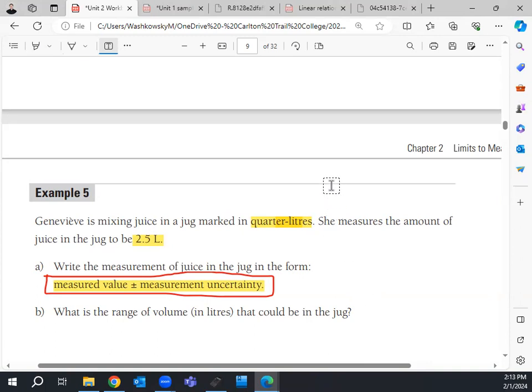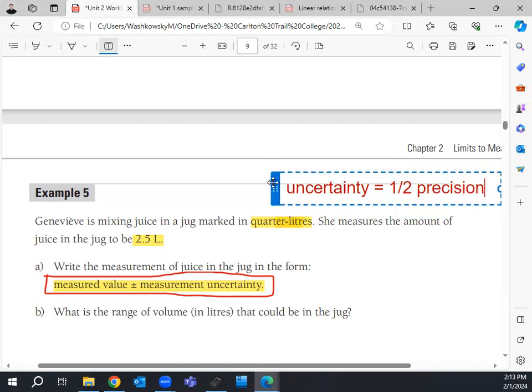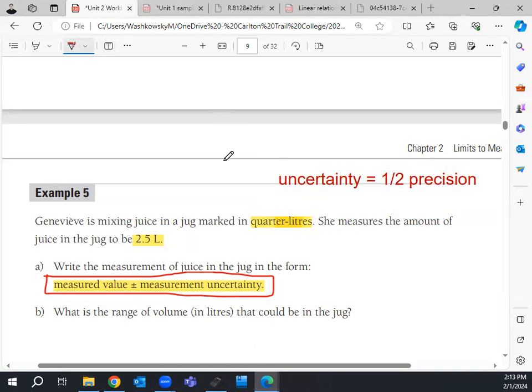Half the precision. So you're saying, you're talking about the 0.5 here. So we're close. So we know that uncertainty, and I'm just going to write this here for a note, you don't have to, but uncertainty is 1/2 of the precision, right? So what's the precision? 2.5. Well, that's the measurement, but is that what the precision is?